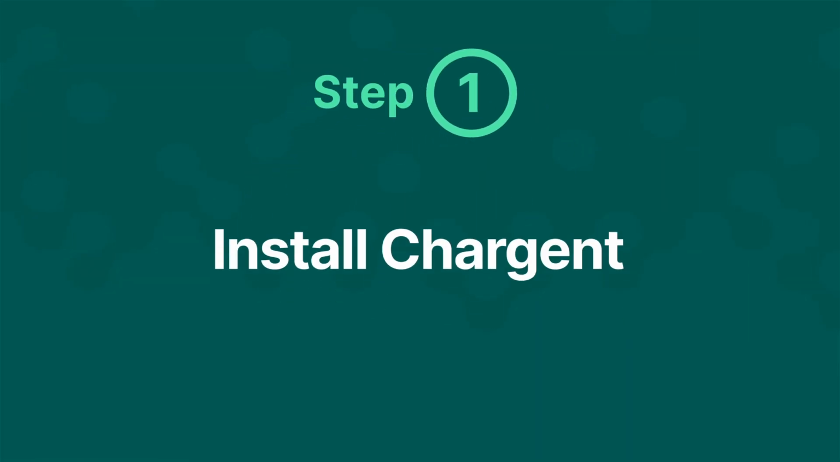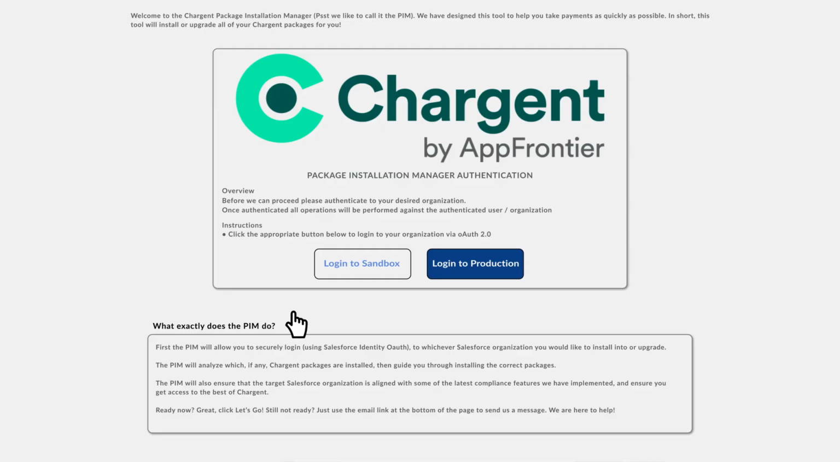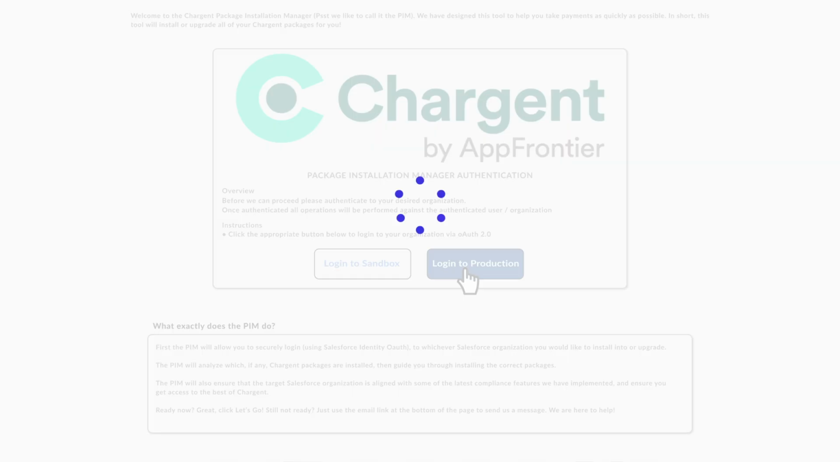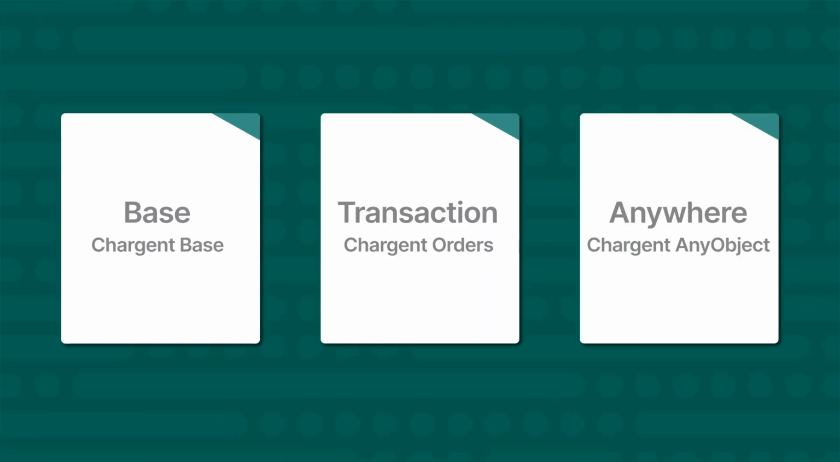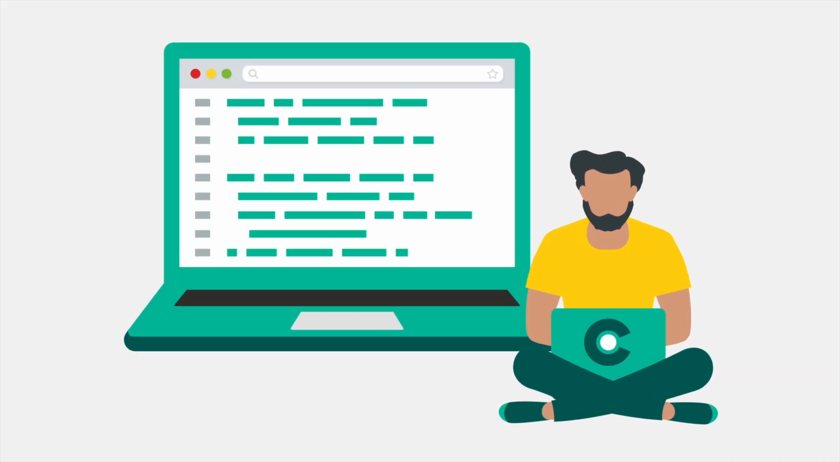Step 1, install Chargent. To start, install Chargent using our Package Installation Manager, or PIM. You'll find a link to the PIM in the description below. The installation process will take a few minutes, and it will set up 3 packages in your org: Chargent Base, Chargent Transactions, and Chargent Anywhere. To ensure a smooth installation, we recommend staying on the PIM page throughout the process.